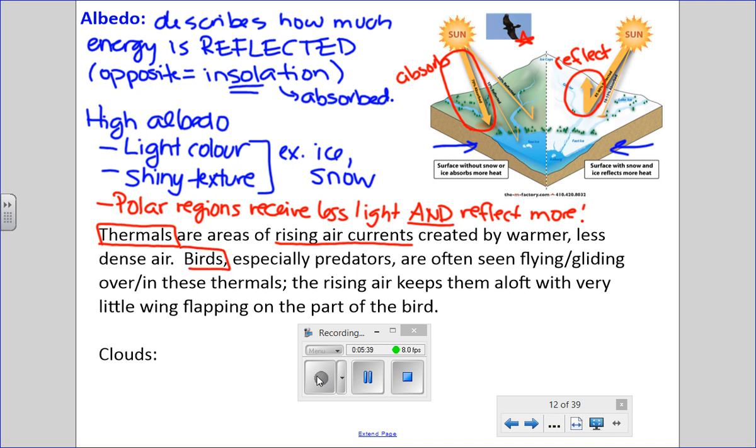This is especially helpful for birds, like big predator birds, birds of prey. You can often find them flying or probably gliding over or in these thermals because the air that's warm and rising keeps them aloft, which means in the air, with very little wing flapping on the part of the bird. So birds don't know science, but birds can tell when it's easier to fly and not easier to fly, and they will gravitate towards areas where the air is warm and lifting so that they're brought up into the air without having to flap their wings.